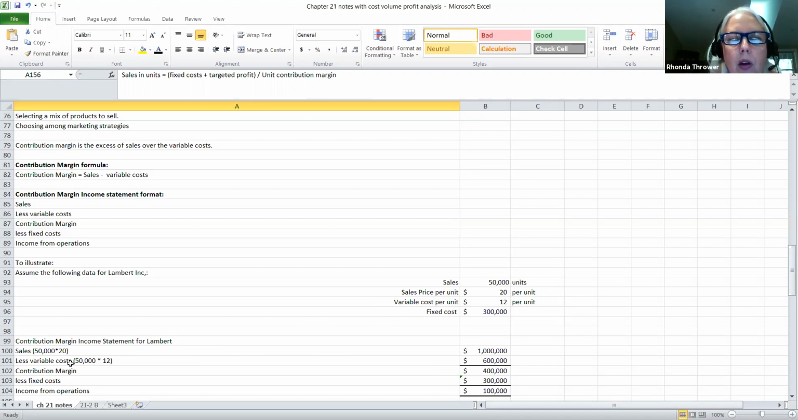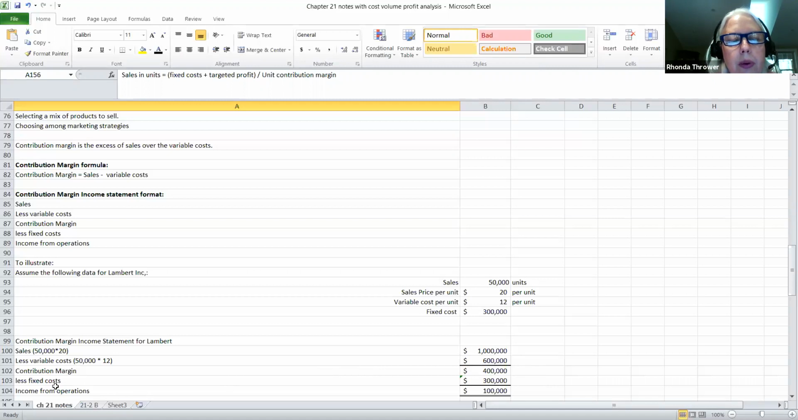Notice these variable costs depend on the number of units sold. So the more units we sell, the higher the variable cost will be. In this case, 50,000 units were sold at $12 variable cost per unit, which will give you 600,000. The difference between our variable cost and our revenue from sales is what's left over, which we call contribution margin. This is the contribution margin in dollar amounts for the Lambert Company. Their contribution margin is $400,000.